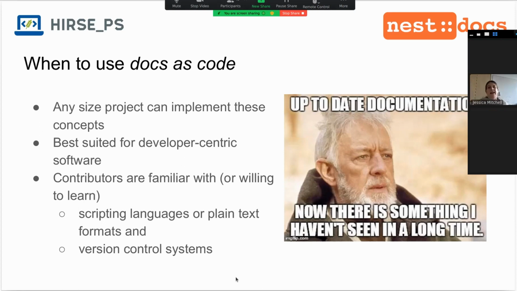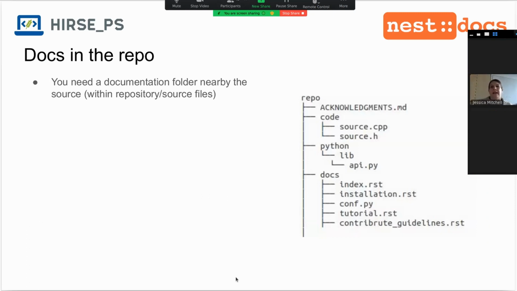But as long as people who are contributing are willing to learn a little bit of plain text formatting or version control, these kinds of ideas can be adopted as well. There was a bit of a learning curve, but it's not like you need to learn a whole lot of programming. Probably Git would be the biggest learning curve if you're unfamiliar with that. So let's look at each of those items in the docs as code philosophy.